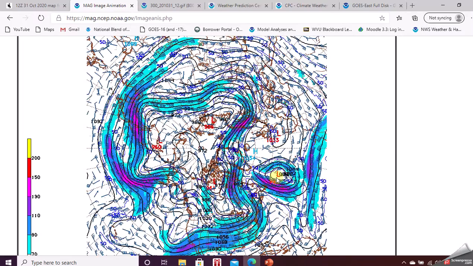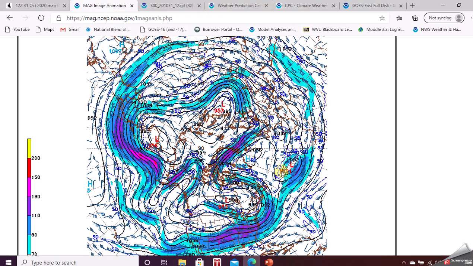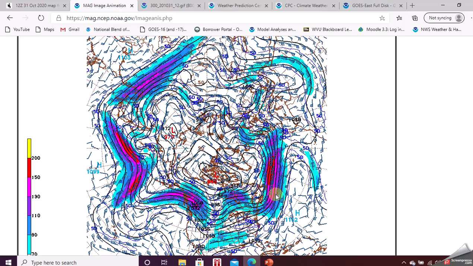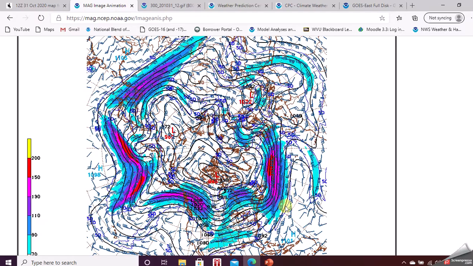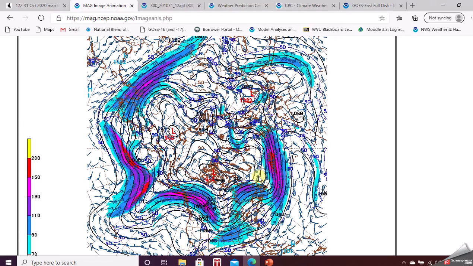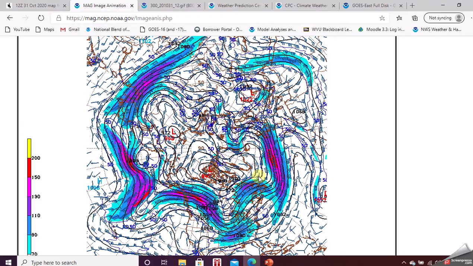But now it's getting locked down there. So you have another one at this stage. So it's like very good lows keep forming down over there, that part off the U.S. East Coast, and they get locked in place there and not moving very fast.